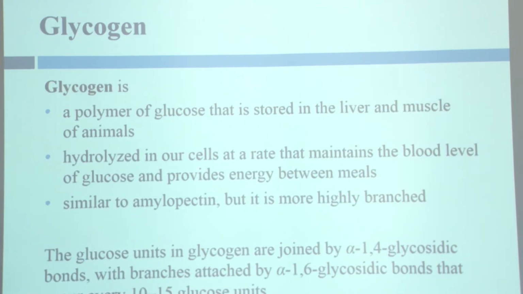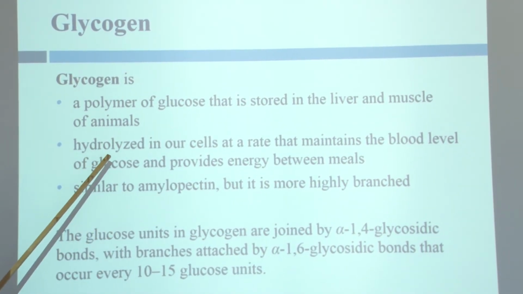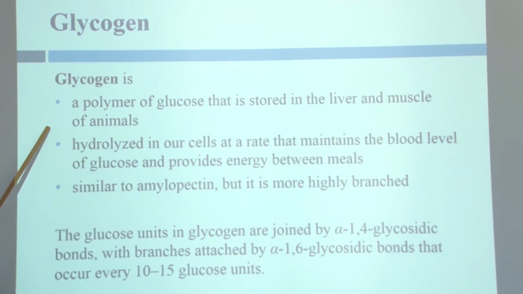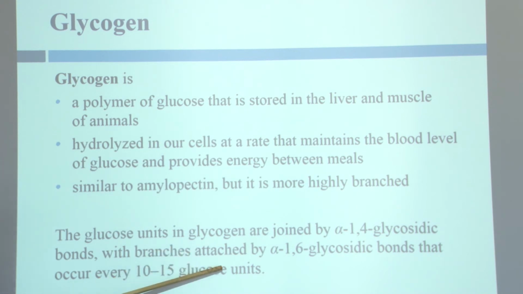Glycogen. Now, glycogen is also a polymer or a polysaccharide of glucose that is stored in the liver and muscles of animals. It is hydrolyzed in our cells at a rate that maintains the blood level of glucose and provides energy between meals. So this is stored in liver and muscles and provides intermittent energy between meals. It's similar to amylopectin, but it's more highly branched.